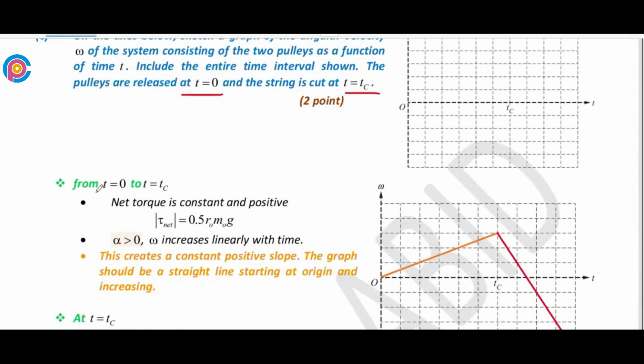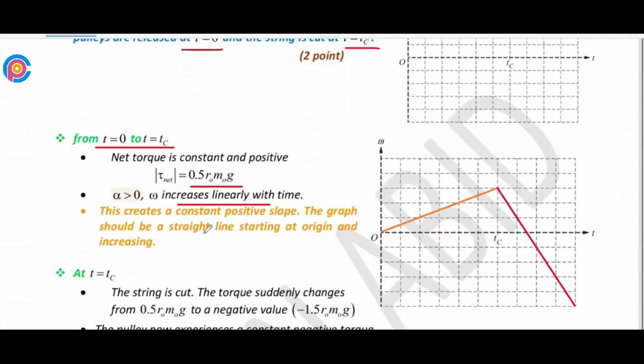From t equal to 0 to t equal to tc, the net torque is constant and positive, 0.5 r naught m naught g. So the acceleration is positive, which means omega increases linearly with time. This creates a constant positive slope. The graph should be a straight line starting from the origin and increasing. In this region there is a constant positive torque, because the net torque is constant and positive.